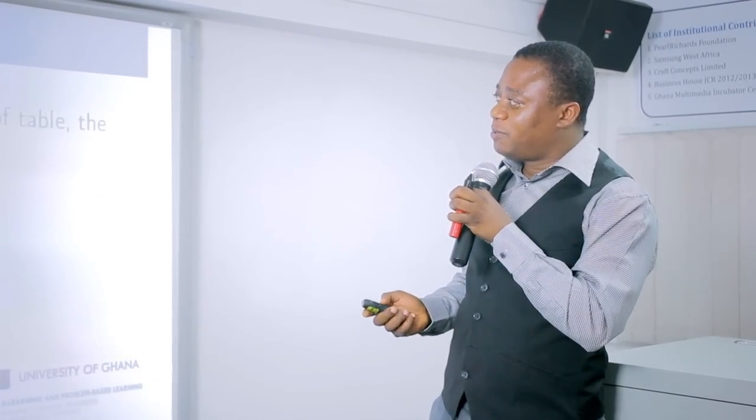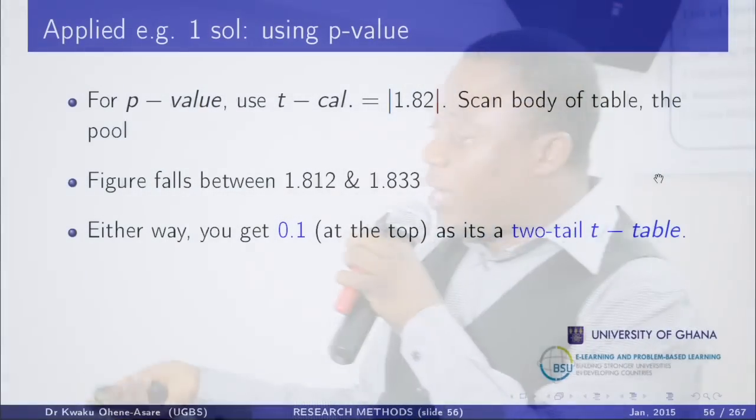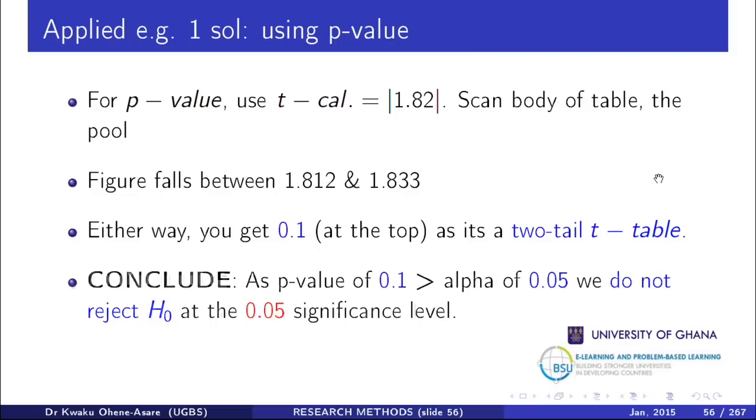A conclusion now is going to be this. The figure falls between 1.82 and 1.833, just as you did. Either way, you get 0.1 at the top, as it is a two-tailed table. You see the way my slides are very easy to read, and I even write at the top for you, as if I'm there in your room studying with you. And either way, it is a two-tail. So you get 0.1. Searching for it is not a small thing, but you just putting the 0.1 down alone tells me that you've gone through a lot of search, isn't it?